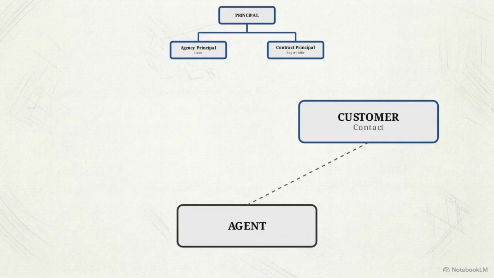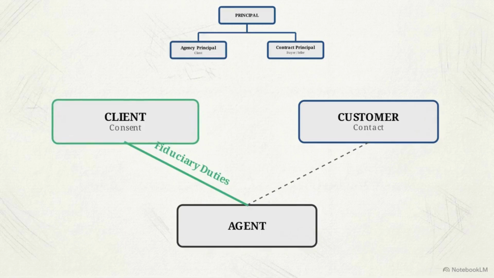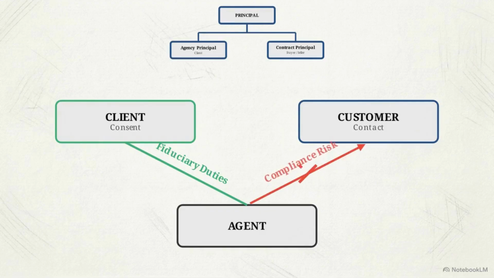A client has an active agency agreement with you. This is the only person to whom you owe fiduciary duties. Real estate law requires you to prioritize your client's interests. If you provide a customer with the same advice or negotiation advantages you provide a client, you are using your client's loyalty for the benefit of a third party.